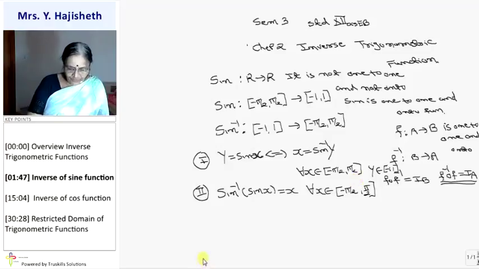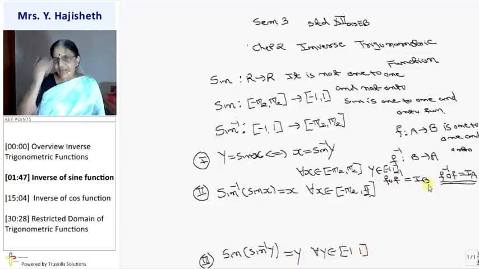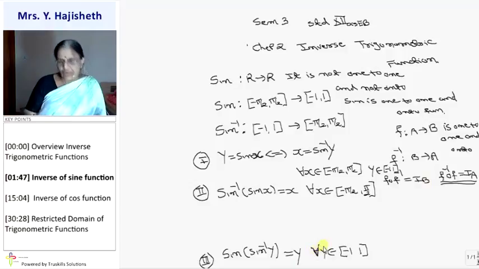And third property is sine of sine inverse y, because sine inverse is operated with y. Sine of sine inverse y is y, right? For all y belongs to the closed interval, because we have done f of f inverse is I B. So f of f inverse y is y for all y belongs to B. Here my B is the closed interval minus 1 to 1. So sine of sine inverse y is y for all y belongs to minus 1 to 1. So these are the three properties of sine and sine inverse. Clear? Now let us take a few examples.